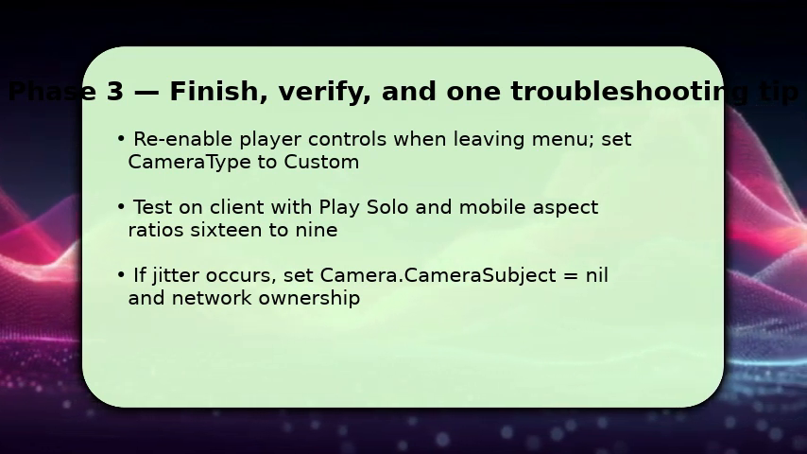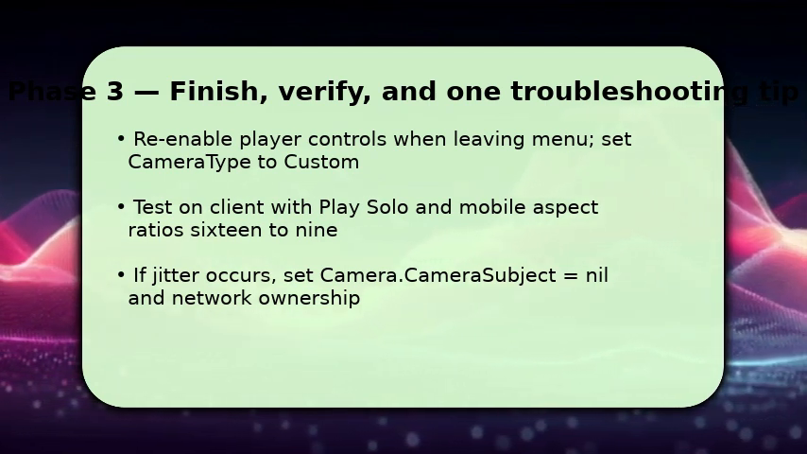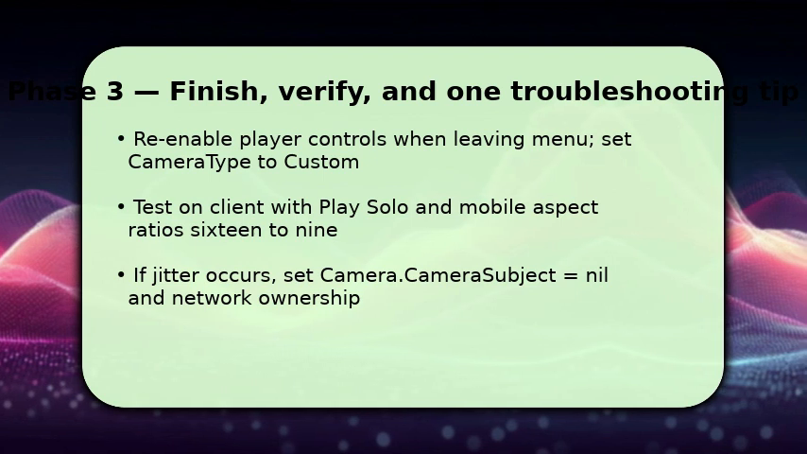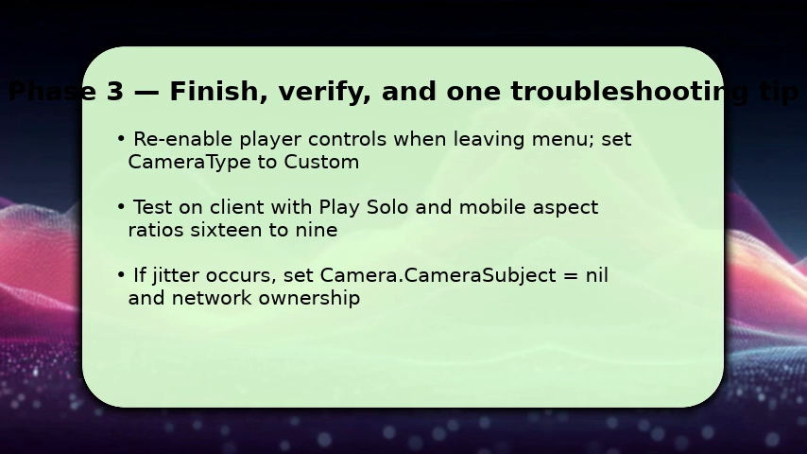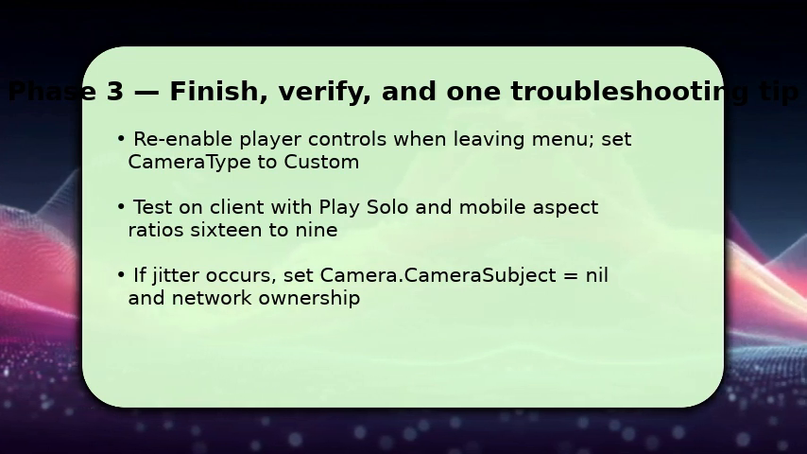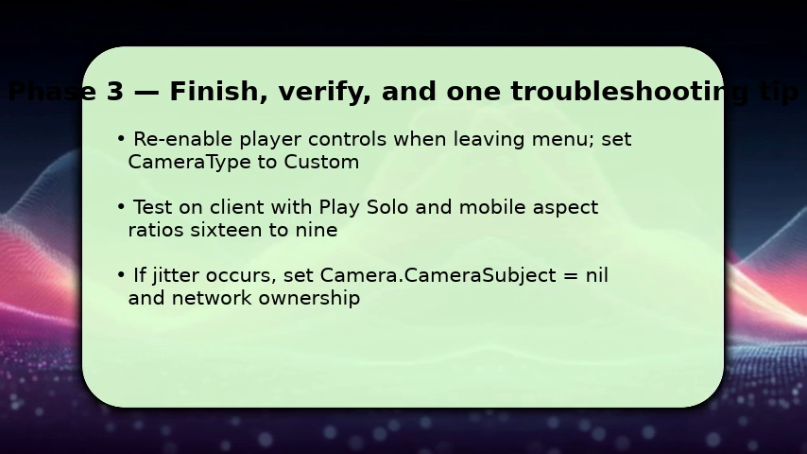If you see jitter or stuttering, check that camera.CameraSubject is nil during scriptable moves, and that network ownership isn't interfering. One key tip: lock character control while the menu camera is active to avoid conflicts.